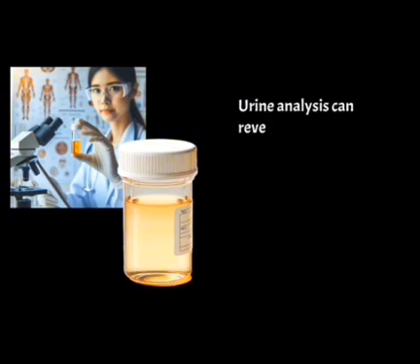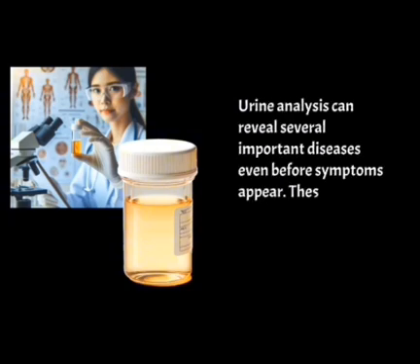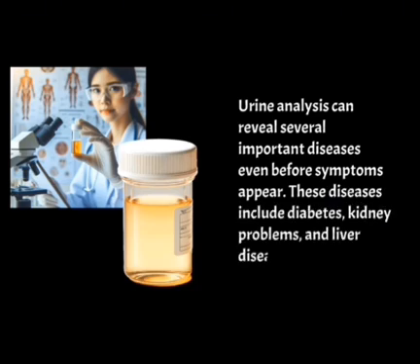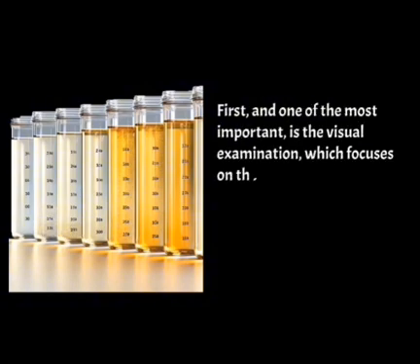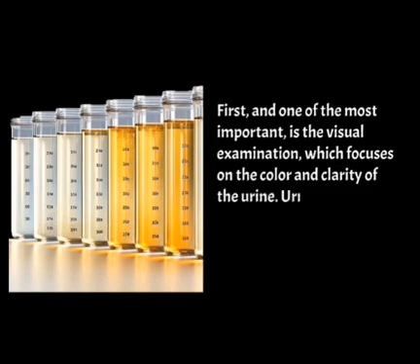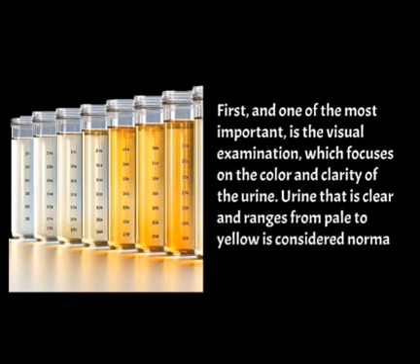Urine analysis can reveal several important diseases even before symptoms appear. These diseases include diabetes, kidney problems, and liver disease. First, and one of the most important, is the visual examination, which focuses on the color and clarity of the urine. Urine that is clear and ranges from pale to yellow is considered normal.